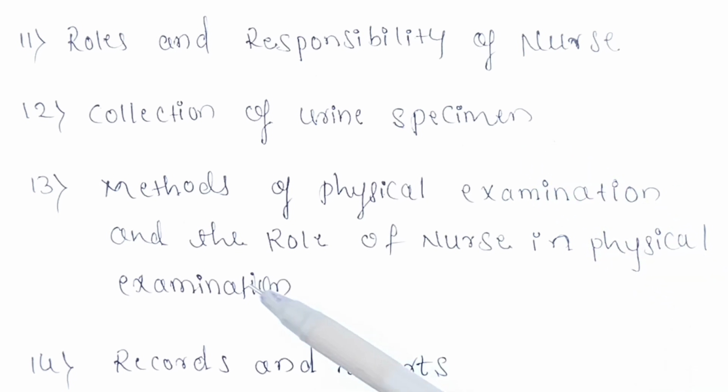Okay. Next is methods of physical examination and the role of nurse in physical examination. For the physical examination, what type of methods will be there? Then what is the role of nurse in physical examination? Next is records and reports. What is the meaning of records and what is the meaning of reports? Then after that write the difference. Okay.